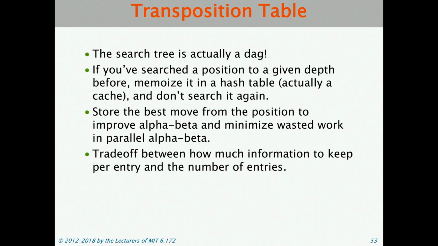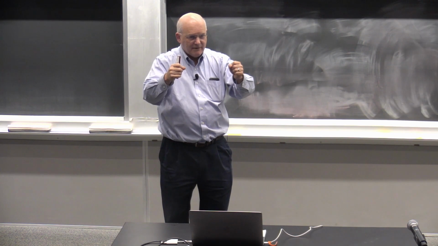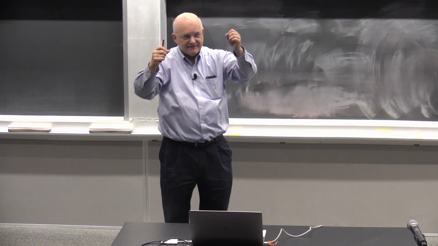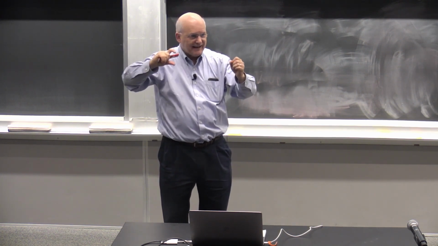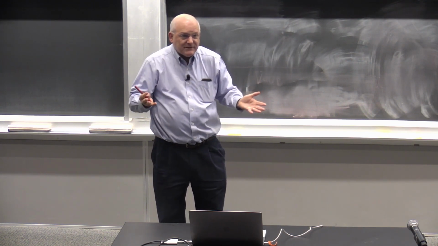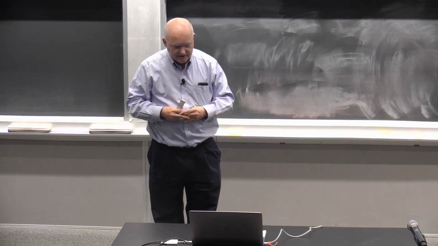So the transposition table. We talk about this as a search tree, but it's really a DAG because I can get to the same position by transposing moves. This guy does A, this guy does B, this guy does C, this guy does D. I may get to the same thing by doing A, D, C, B. I transpose those two moves, and I get to exactly the same position. And so I'd like not to search that position again if I've seen it. And that's what the transposition table does.